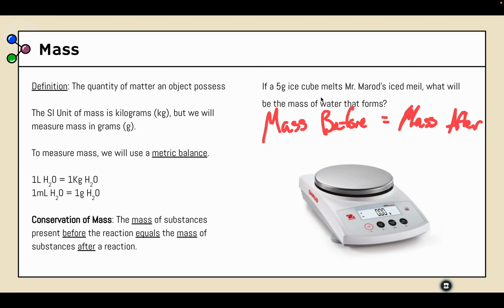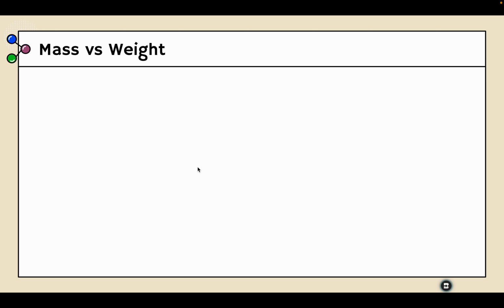Okay, in other words, if a 5-gram ice cube melts in my iced miel, if you don't know what a miel is, it's a type of coffee, you're missing out. Super good. What will be the mass after that happens of the water? Because ice, right, we know when it melts, it becomes water. There's still 5 grams of water in there, okay? So the mass after is still going to be 5 grams, all right?